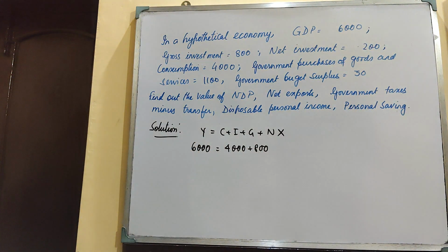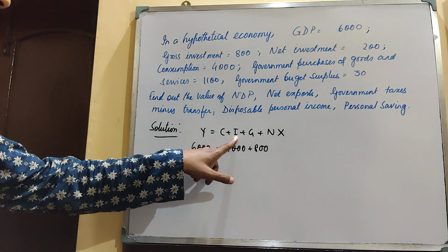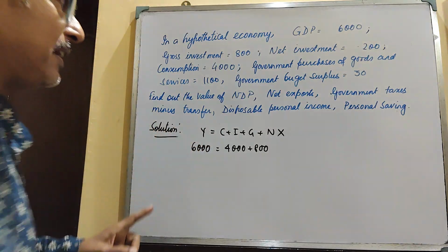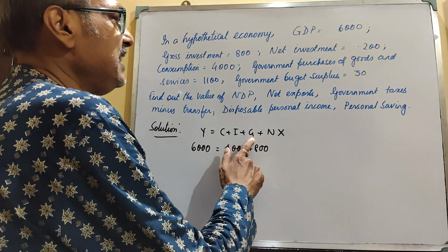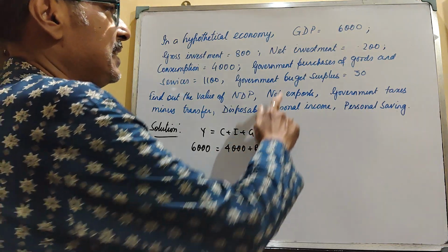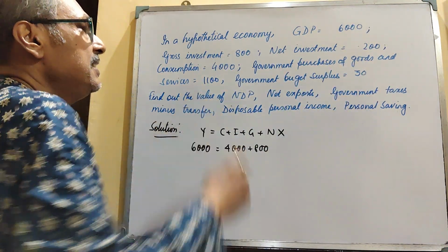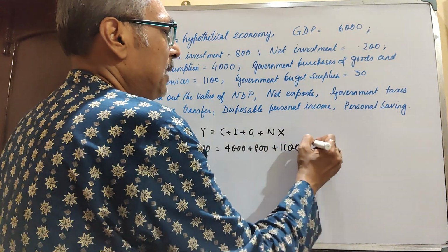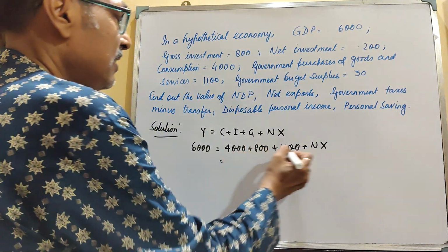Here we consider GDP, the gross domestic value. Since we consider GDP, therefore we consider gross investment. Gross investment is 800. Then G is the government purchase of goods and services, which is 1100, plus net export. We just calculate and solve.